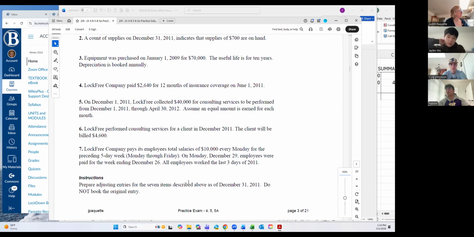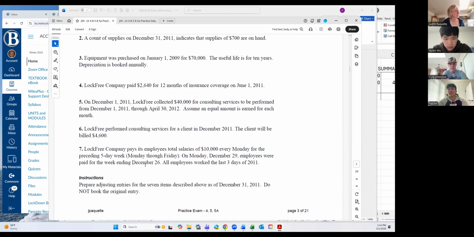Can you see this? Lock Free pays its employees $10,000 every Monday for the preceding Friday, the 5-day week. On Monday, employees were paid for the week. All employees worked the last 3 days. So that would have been December 29th, December 30, and December 31. And if you guys zone out and forget how many days in a month, just ask me in the middle of the exam. Don't feel like you can't ask that question. Exam stress sometimes makes you forget things.